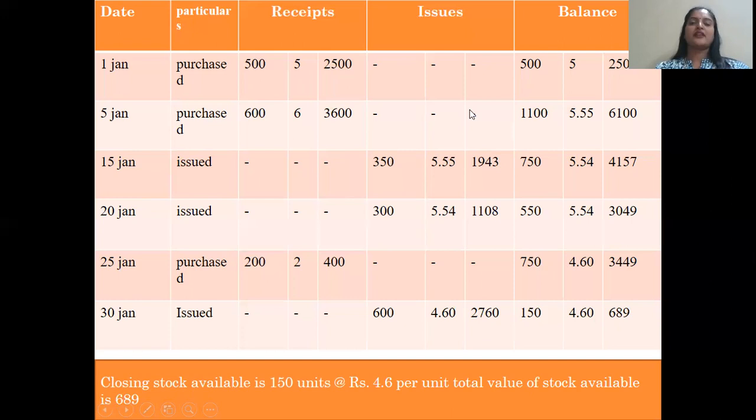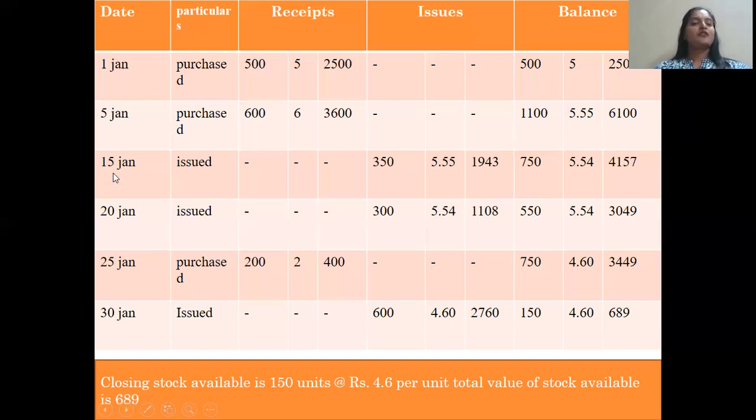500 plus 600. According to the weightage, according to the quantity of materials, we are going to calculate the cost per unit here. So 500 plus 600, 1100. 2500 plus 3600, the amount is 6100. 6100 divided by 1100, amount divided by the quantity. So you are going to get 5.55.